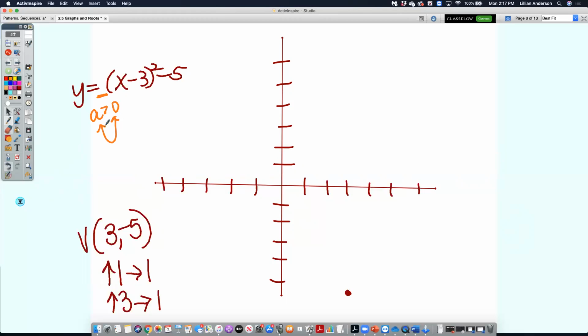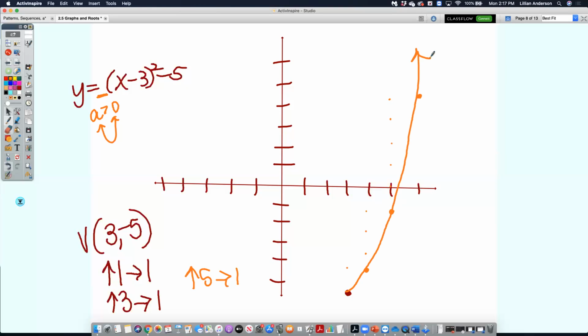So from here, I'm going to go up 1 unit, right 1 unit. That's a point. Then I'm going to go up 3 units, right another unit. The next value in this pattern is up 5, right 1. So then I can go up 5 units, 1, 2, 3, 4, 5, and right 1. And that is the right side of my parabola.